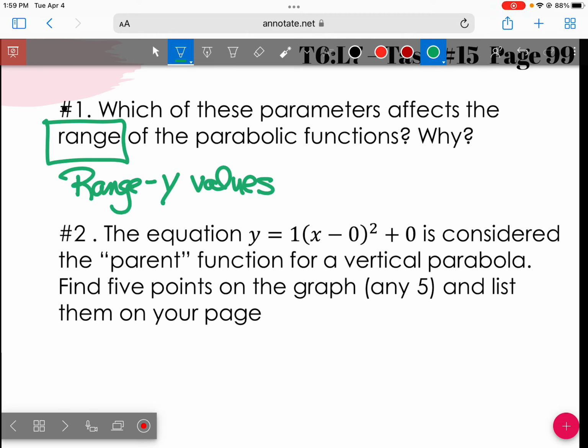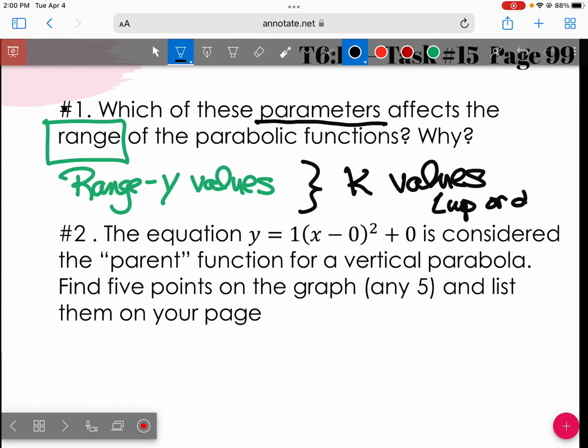So as we think about this, which of those parameters, A, H, or K, is going to affect the range of my parabola? If we're talking Y values. Yeah, the K. The K values are going to be most affected because the K tells you whether you're going up or down. Okay? So if you change the K, you're going to be changing your range, your Y values. And we're going to see that in just a bit.